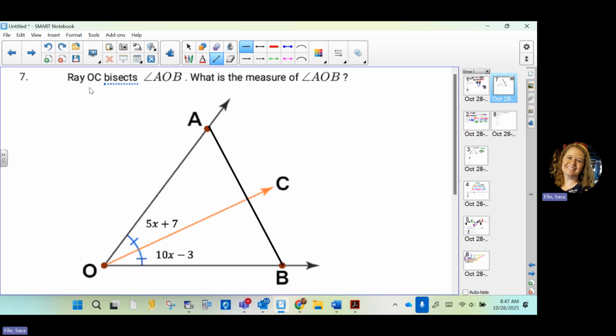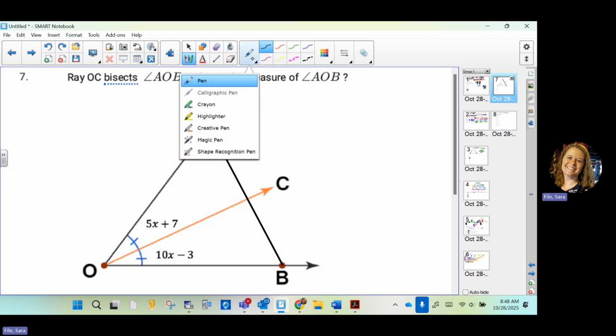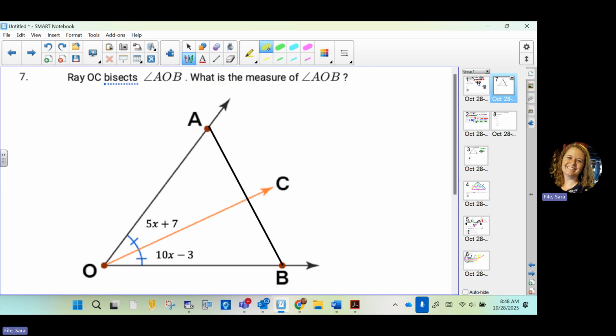It says ray OC, so that's this orange one, bisects angle OAB. Some of y'all are still struggling with naming your angles. Remember to trace in that order, AOB. So this is the angle down here that we're talking about. So this angle is bisected. What does bisect mean? Cut in half. Okay, so that means that's why they have the tick marks here. This is the same as this. They are cut exactly in half. They are equal to each other.